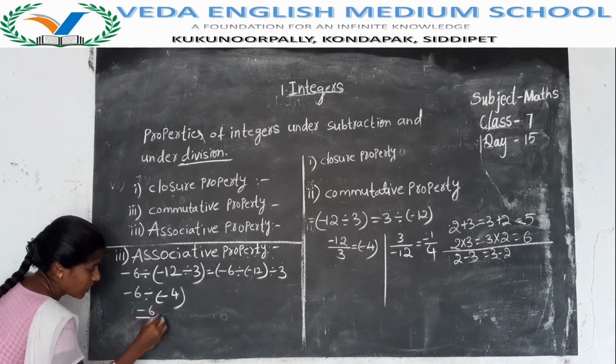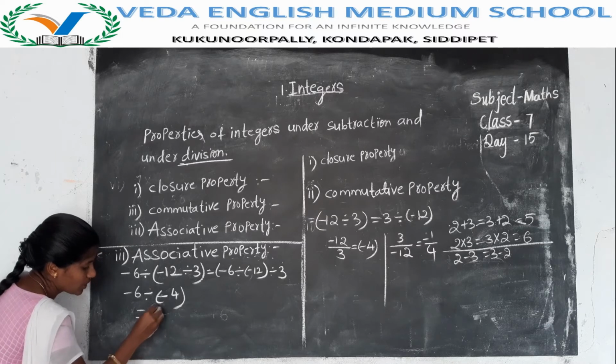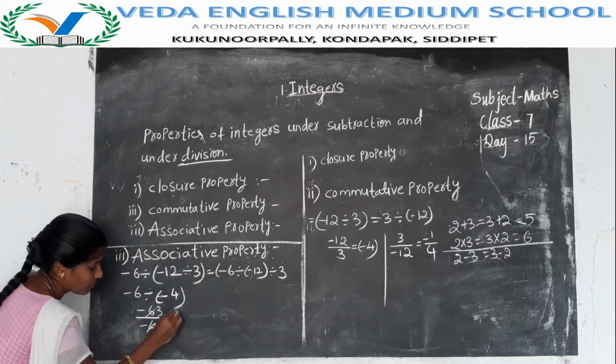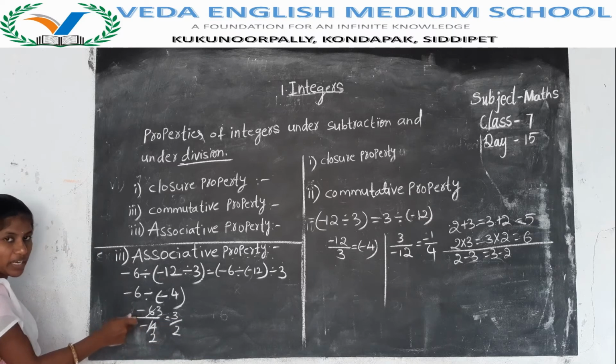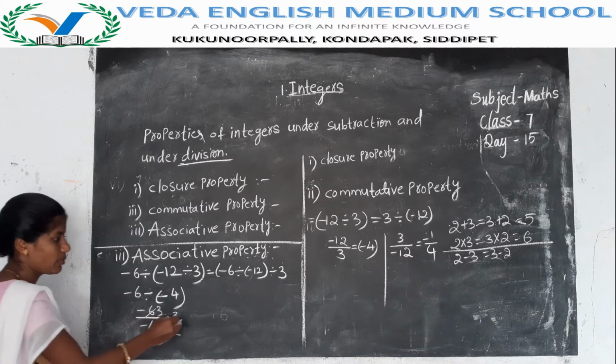Minus 6 divided by minus 4. 2 threes are 6, 2 twos are 4. We are getting 3 by 2, not minus 3 by 2, because here and here we have minus. Minus will get cancelled, so it is 3 by 2.